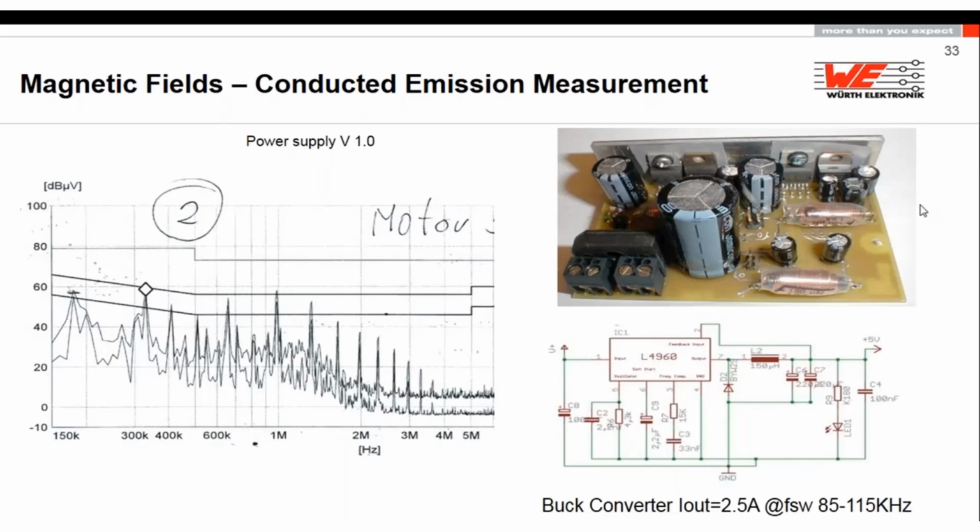He asked him, where is your filter? The guy said, no, I do not need a filter. I put in some other inductance and made a little bit of PCB redesign. The guy from the EMC lab, like a customer, asked him, do you think that your PCB is now green instead of yellow?